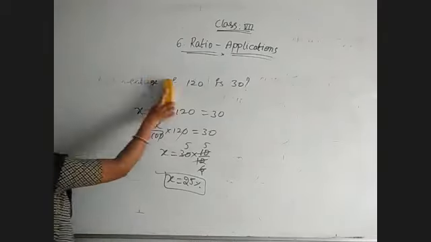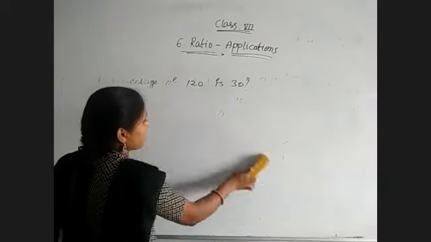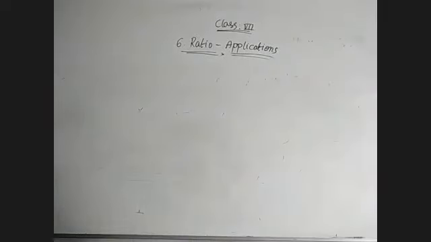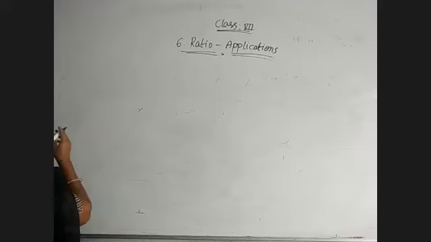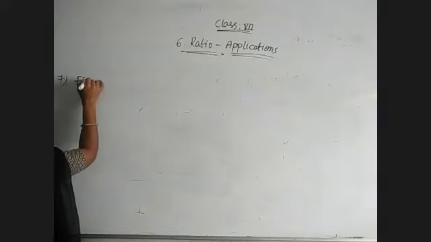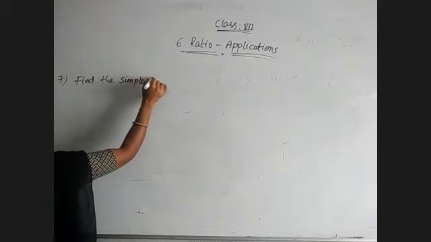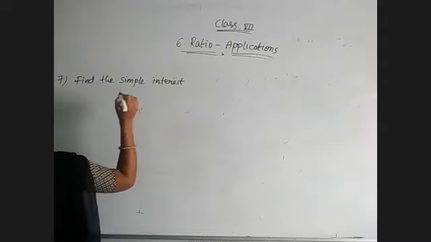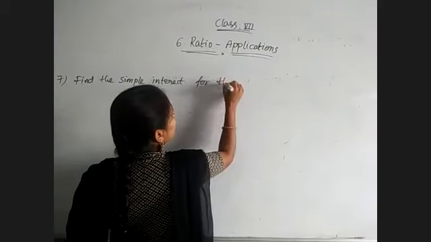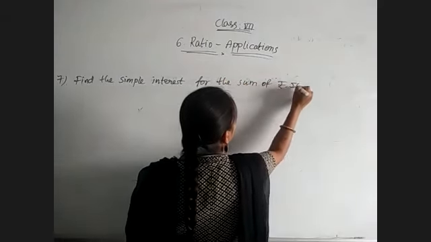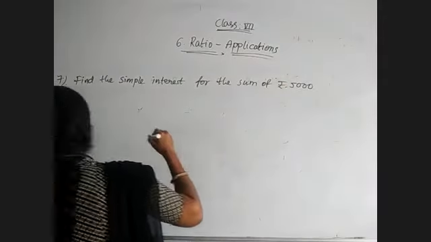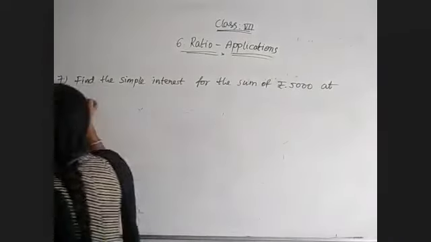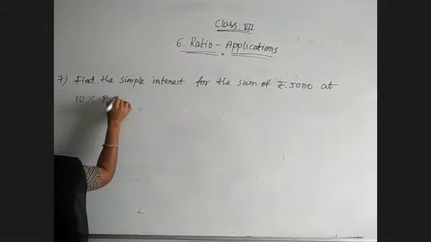Now coming to the simple interest question. Find the simple interest for the sum of 5,000 rupees at 10% per annum for 3 years.